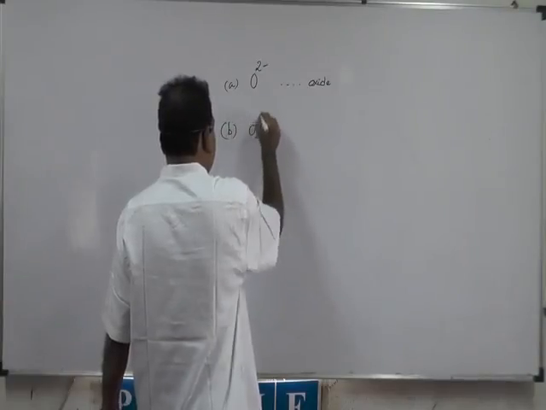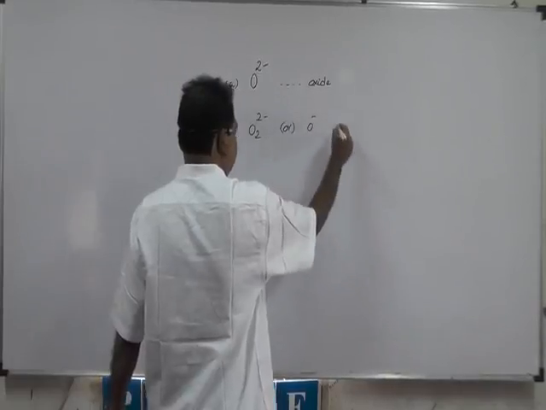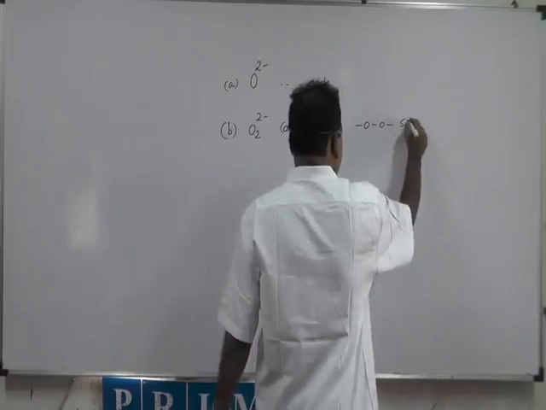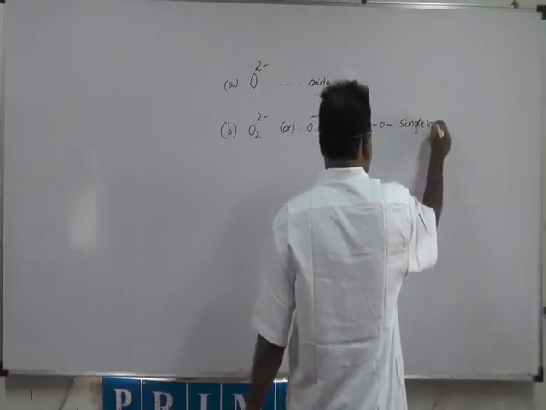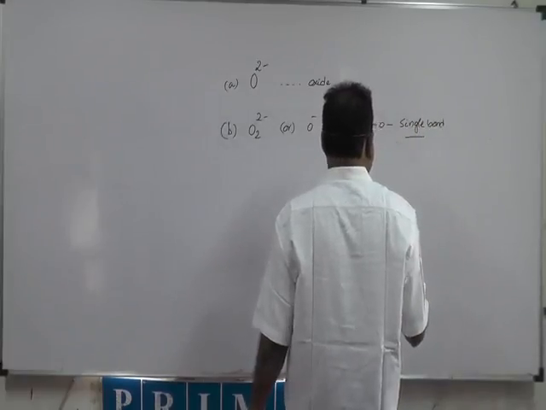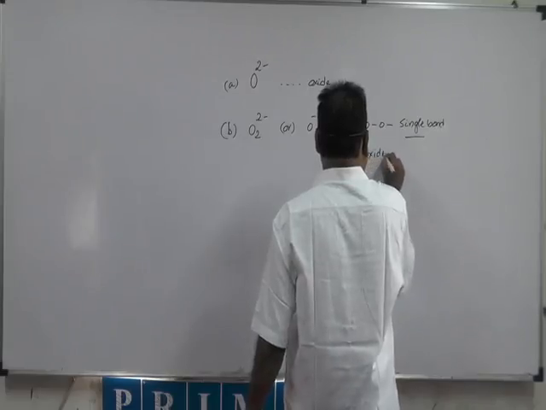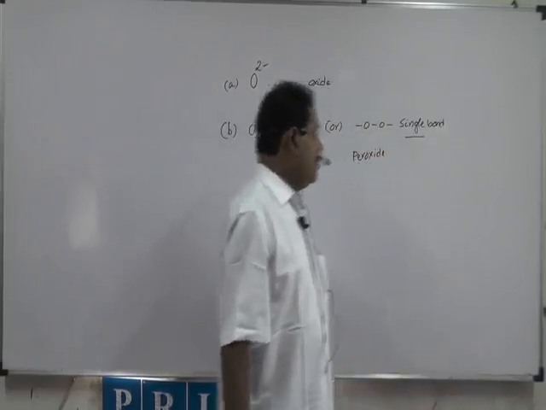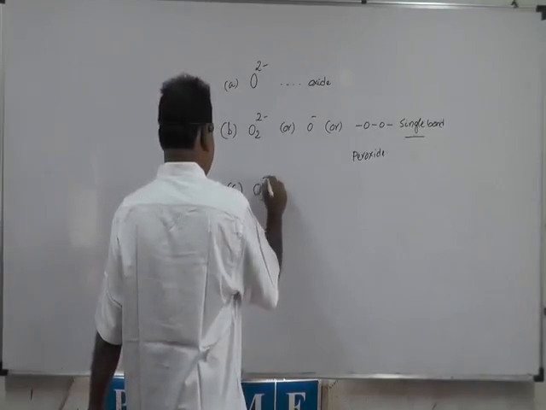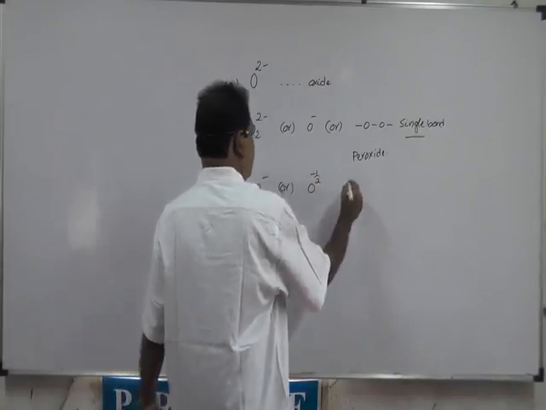If oxygen gets O minus, or oxygen with a single bond, the emphasis is on that single bond, it's called a peroxide. O minus is called a peroxide. And O2 minus, each oxygen getting minus half, it's called a superoxide.